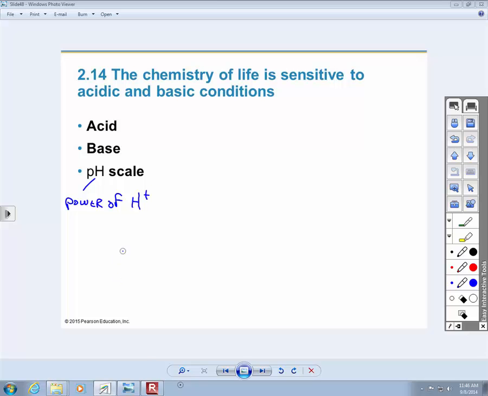Anyway, the pH scale runs anywhere from 0, and some people think it starts at 1. It doesn't. It starts at 0. All the way to 14. So let's see if we can write all this out. 1, 2, 3.